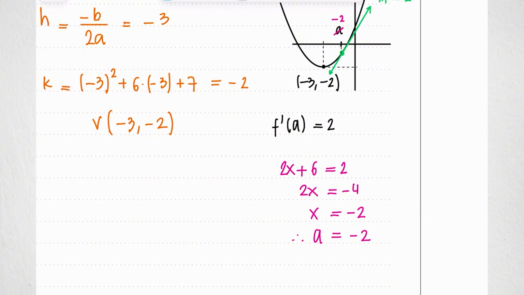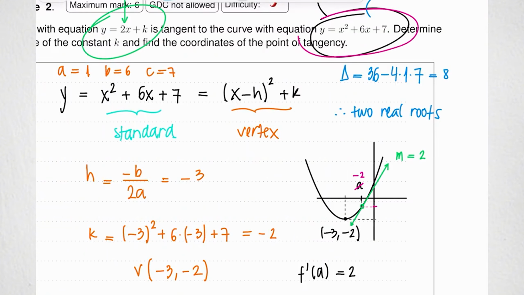So the x-coordinate of that point is negative 2. And what is the y-coordinate of this point? You can just plug it in. Negative 2 squared plus 6 times negative 2 plus 7, which is negative 1. Therefore, that point is negative 2 comma negative 1. And that is it. Now, do notice that the fact that we didn't have k didn't stop us from solving this exercise. Do know, however, that there's more than one way of solving this, and this is the fastest one.